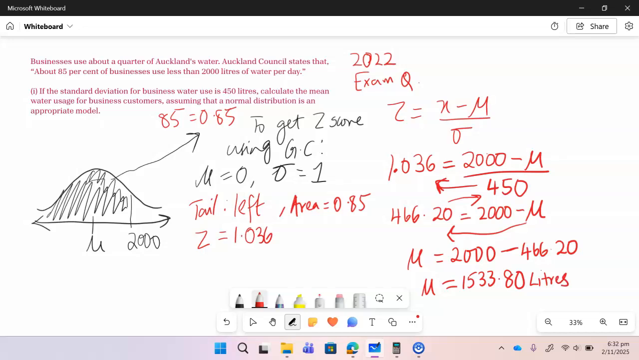Alright, so that's the final answer, and all you have to do is put that in a sentence as a final touch. Generally, these questions are an E question. That is probably the easiest E7 in this entire exam. As long as you remember that mean is 0, standard deviation is 1, and you just need to get a z-score, and then therefore rearrange the formula to get mean. And of course, write it as a sentence.